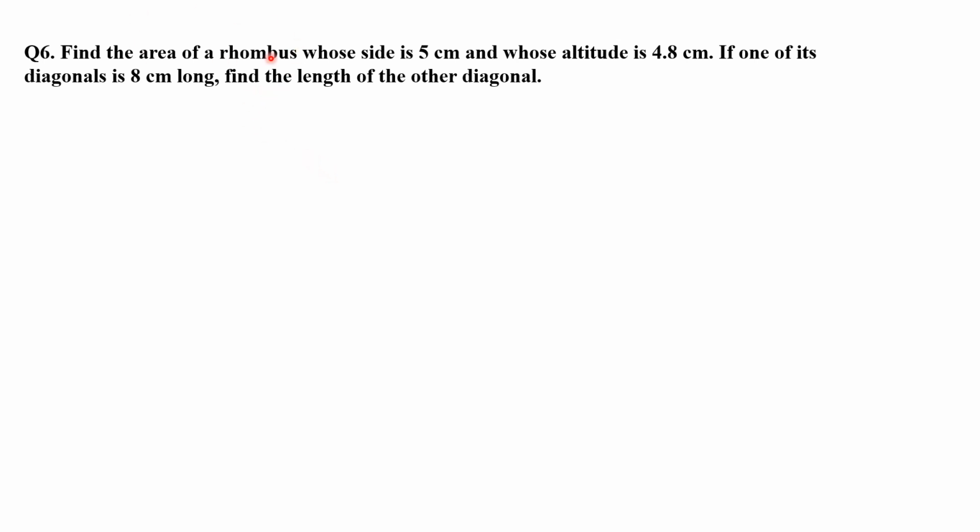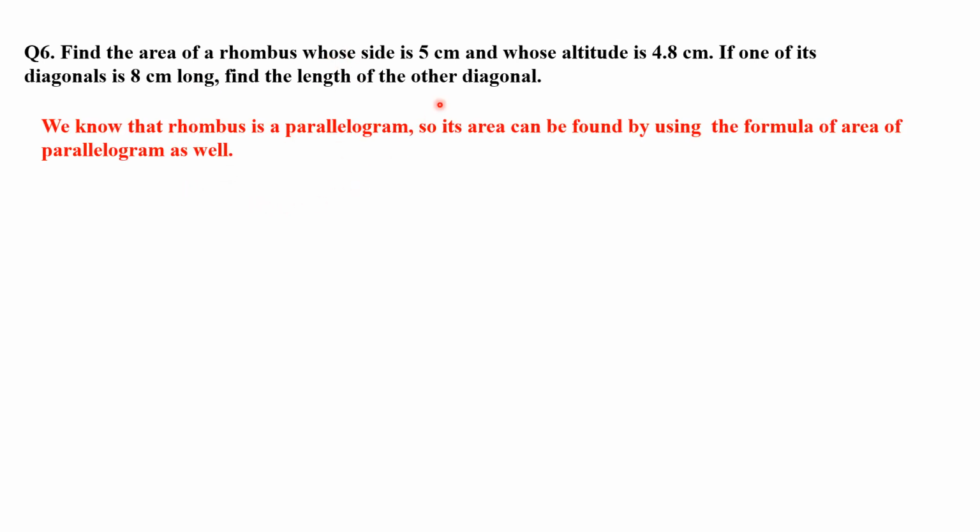So to find the area of the rhombus, if the side measure and altitude are given, we can use the area of the parallelogram formula also. The area of a parallelogram is base into height. So I can find the area of the rhombus as base multiplied by height. Why? Because we know that a rhombus is a parallelogram, so its area will be the same as the area of the parallelogram. Though we have another formula for the area of a rhombus, which is half into diagonal 1 into diagonal 2, the first sentence gives information about the side and the altitude.